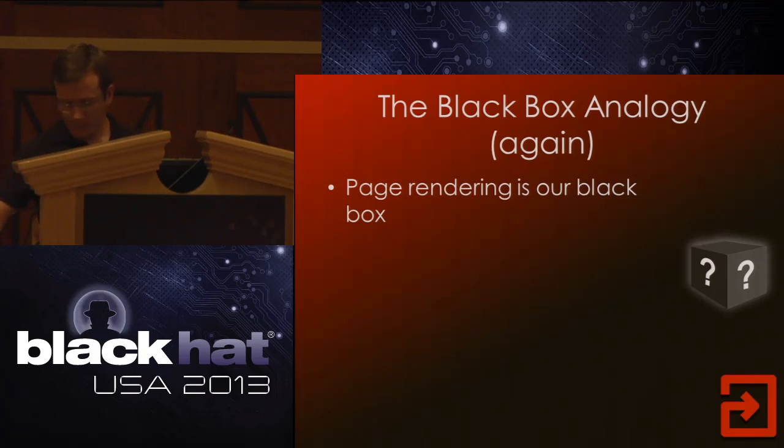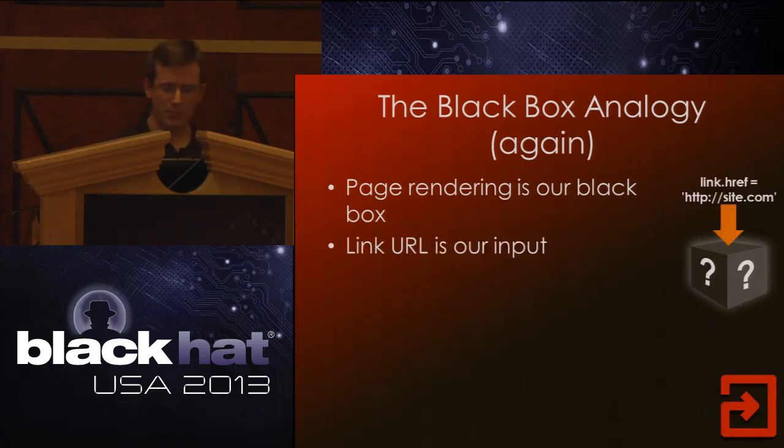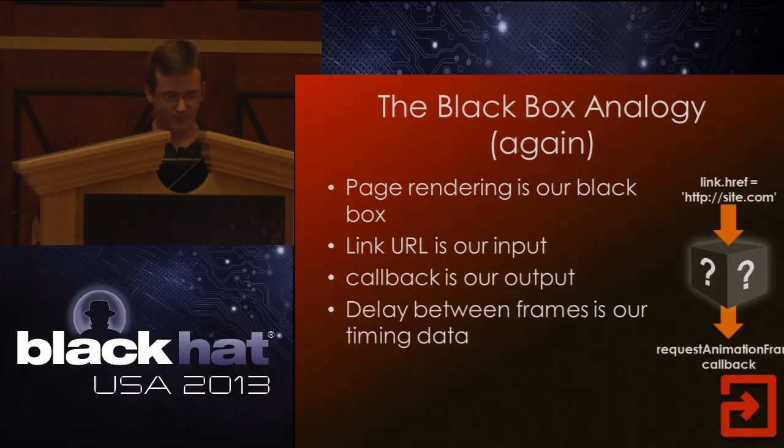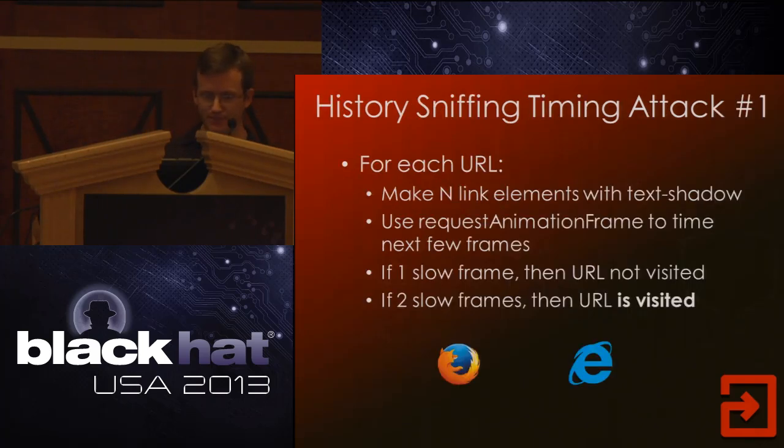So this time, the entire page rendering pipeline is our black box, and everything we draw on the screen is our input. But in this case, specifically, the link and the URL of the link is our input. And the requestAnimationFrame callback is our output. And of course, the delay between the frames is the timing data that we can hopefully use to figure out if that link is visited.